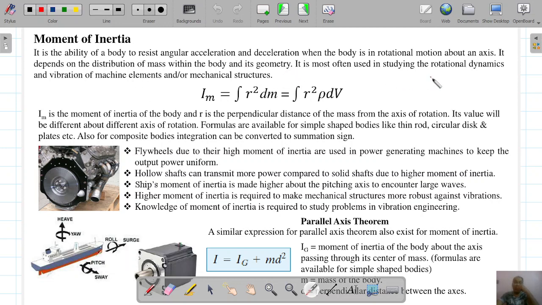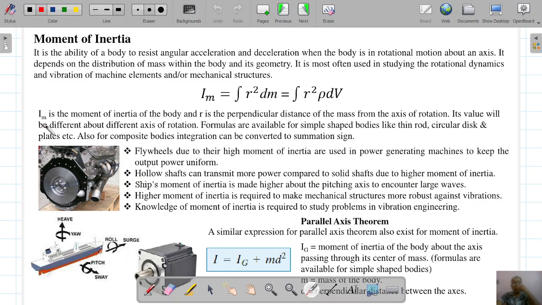This quantity Im is given as, very similar to second moment of area, but you can see the difference. It is called moment of inertia. Im equals the integral of r squared dm. Density is equal to mass per unit volume, so mass is nothing but the product of density and volume. So we can replace the integral of r squared dm with the integral of r squared times rho times dv.